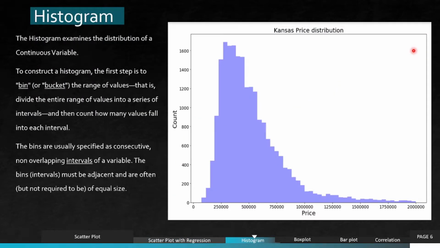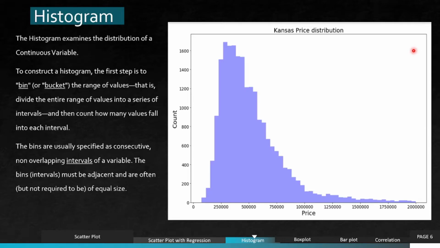What is a histogram? The histogram examines the distribution of a continuous variable. To construct a histogram, the first step is to bin the range of values, that is, divide the entire range of values into a series of intervals, and then count how many values fall into each interval. So here we are dividing it into several intervals, and within each interval how many values are falling in, that is what we are showing.